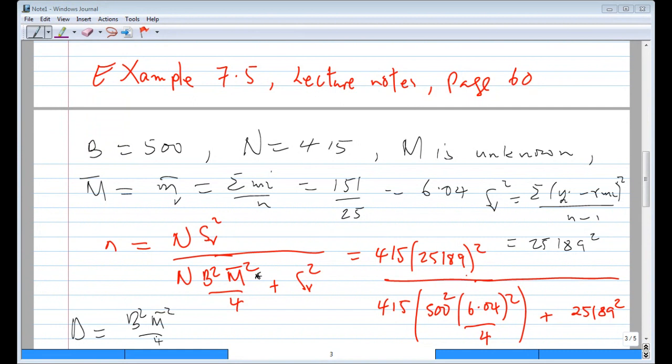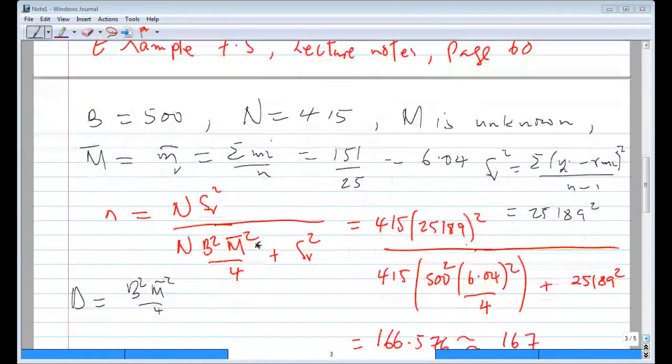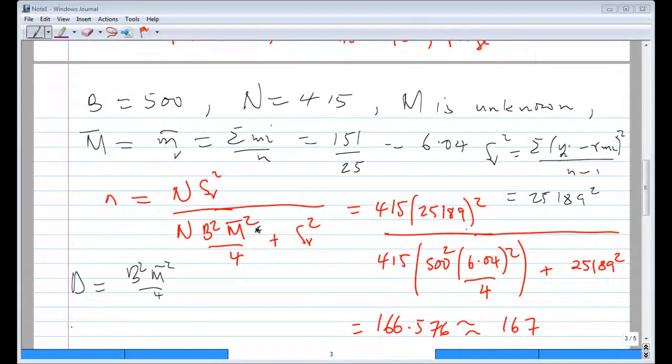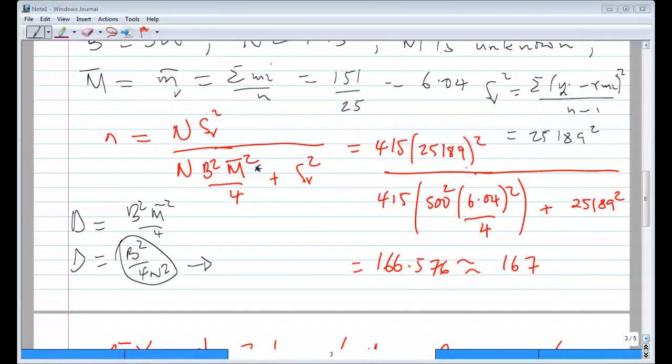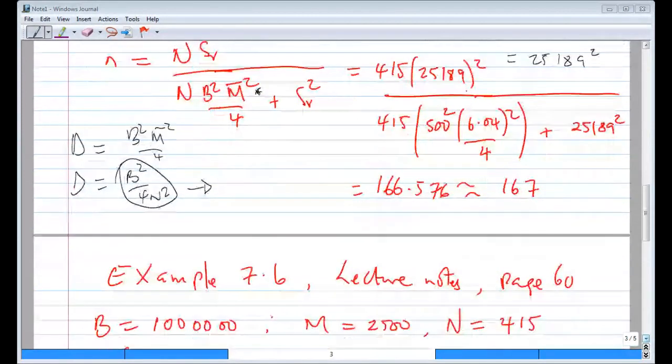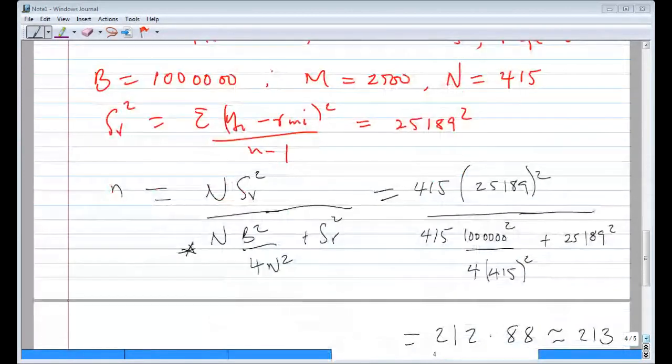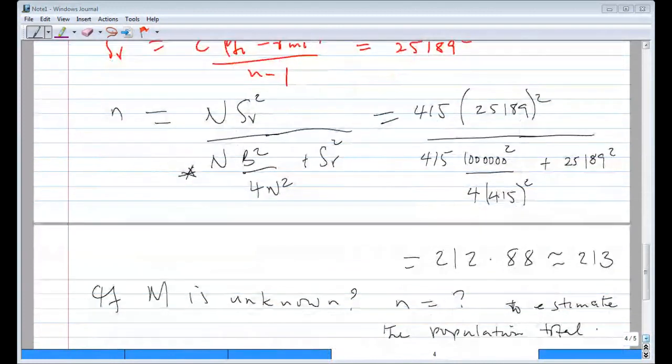When you are selecting the sample size required to estimate the population mean. Okay. But if you want to estimate the population total, your D is going to be B squared over 4N squared. So you see now, there's no M here. But still, in the given information, M is not given. So what do you do if M is not given and you want to estimate the sample size required to estimate the population total? So my question is, are we still going to get the same answer or not?